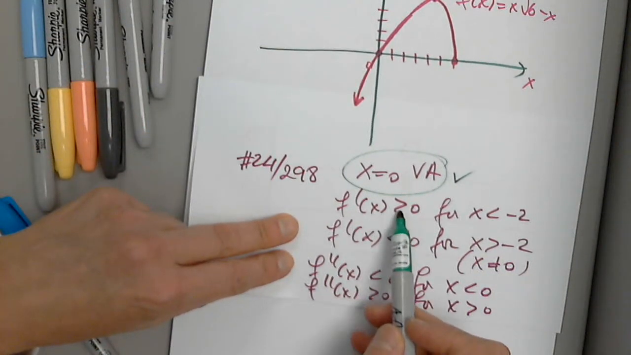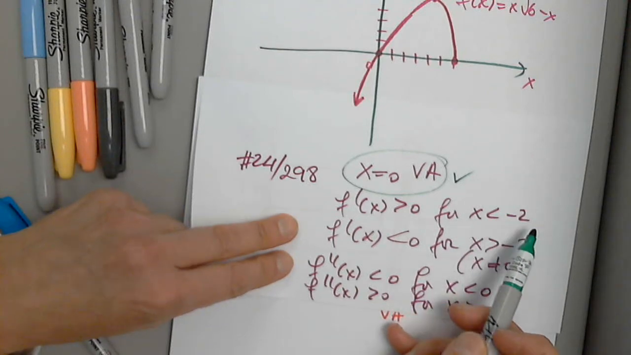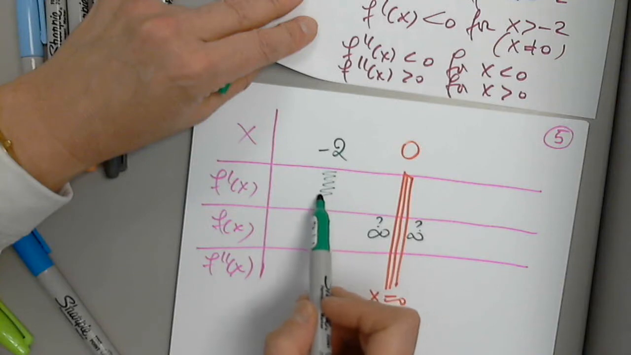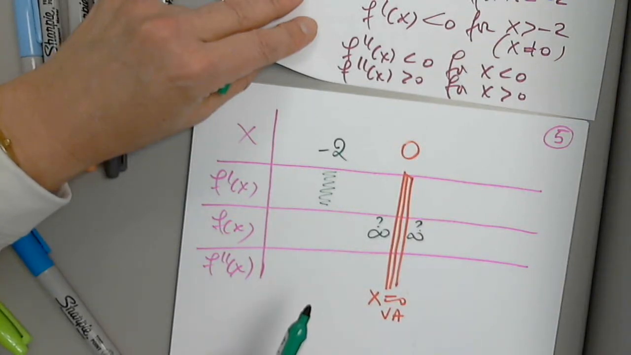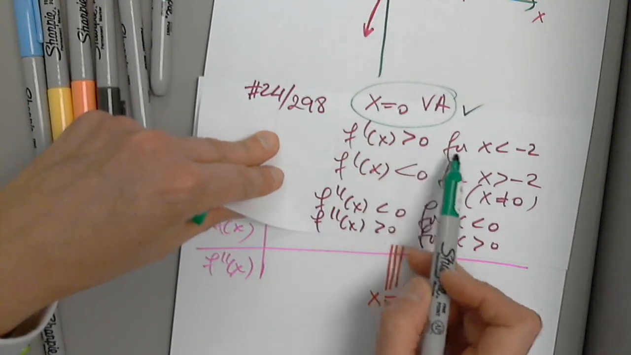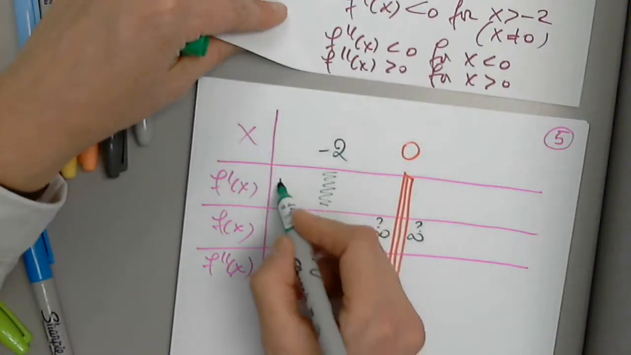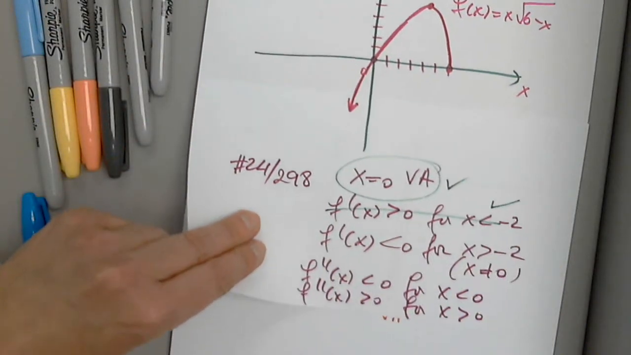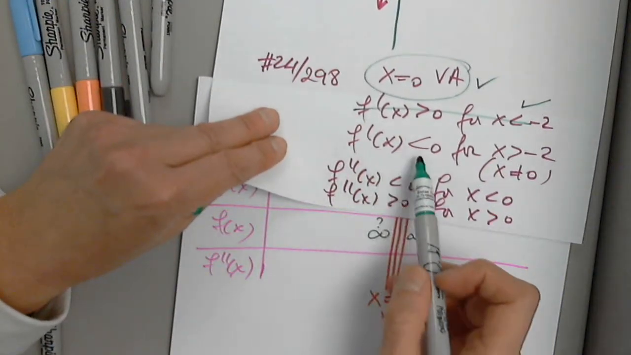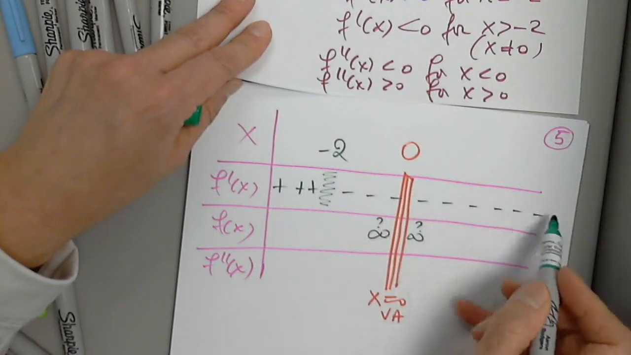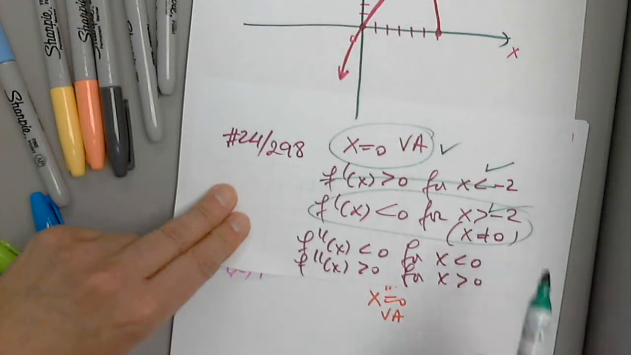The first derivative is positive for x less than negative 2. Negative 2 is here. I don't know what happens here. I'll come up with a conclusion in a moment. But this first derivative is positive to the left of negative 2. So this is taken care of. The first derivative is negative for x greater than negative 2. This is done.